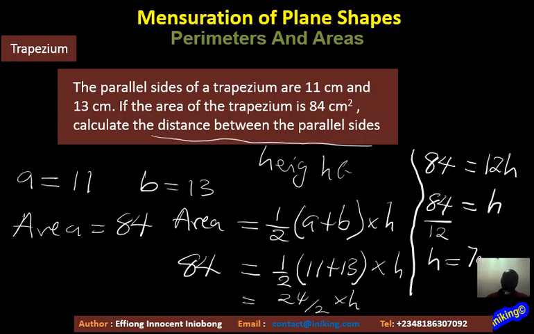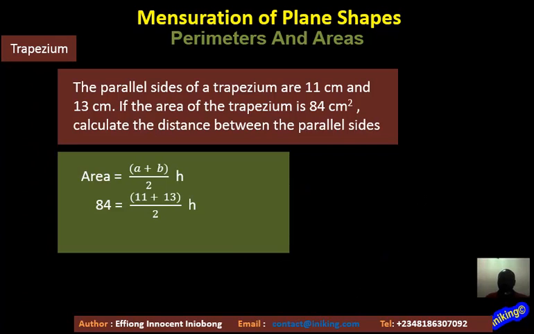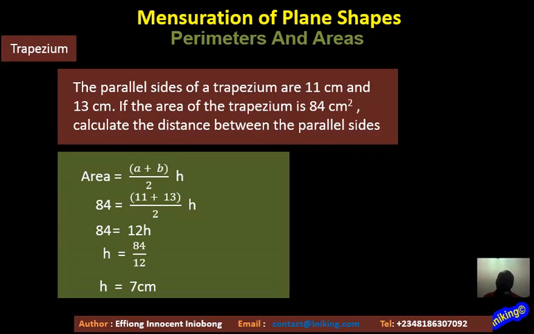I'm sure you agree with me there that the distance between the parallel sides for that problem is what? 7 centimeters. Let's rub this off. Next slide should give us in a neater form. That's it there. The area is 84. The two parallel sides 11 and 13 divided by 2 when added, and then multiplied by the height. And that gives us 84 equals 12h. 12 is obtained from 24 divided by 2. And then dividing both sides by 12, we have 84 divided by 12 to give us the height as 7.